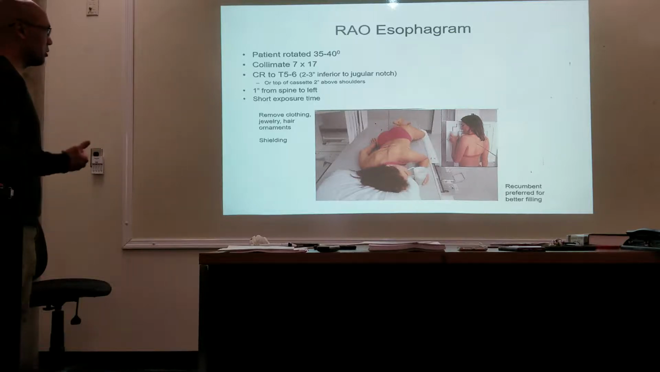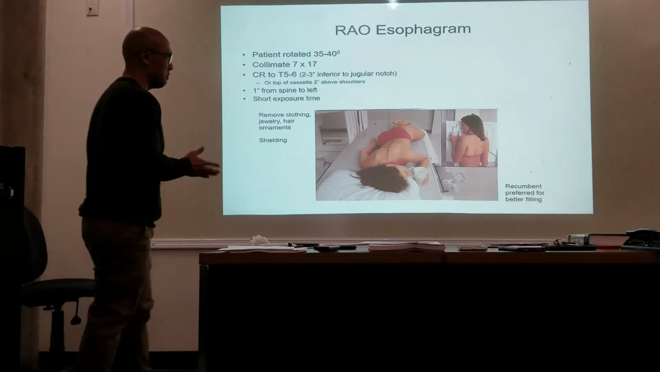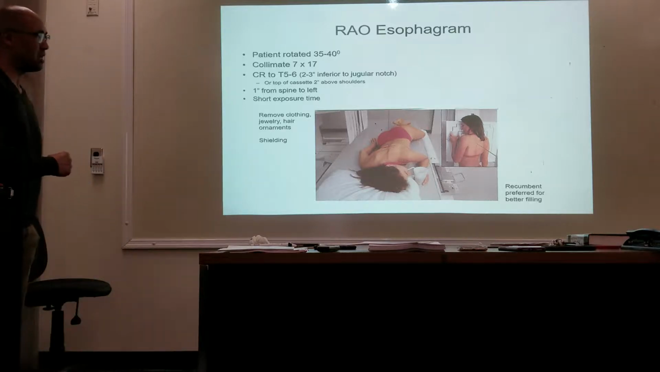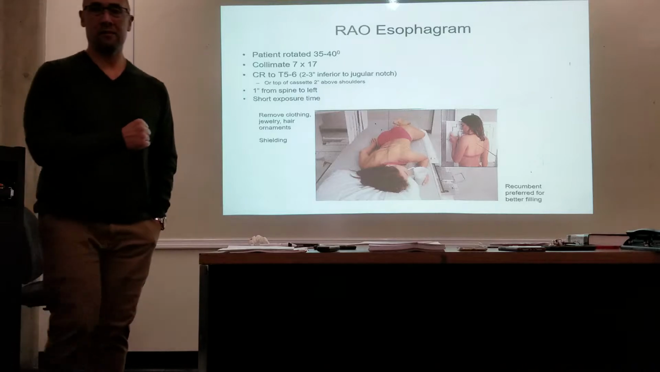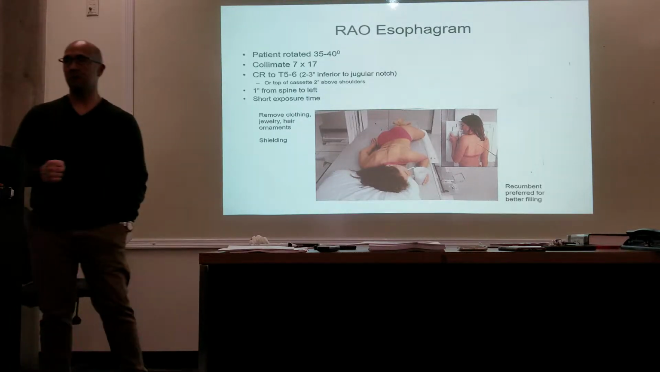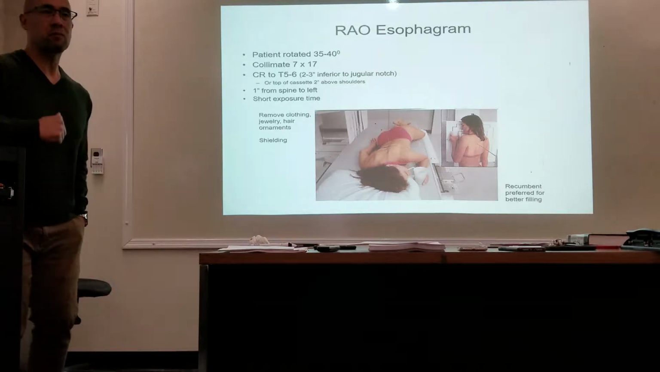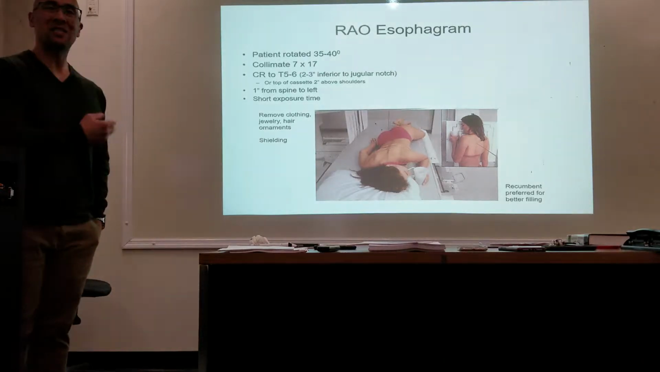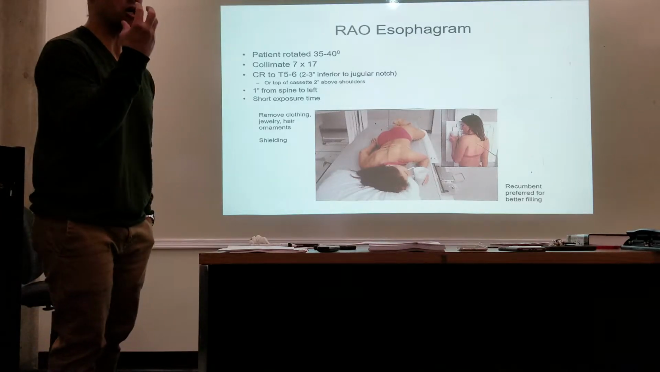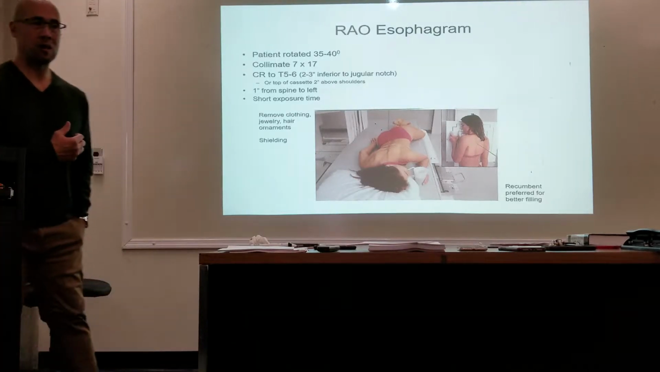Now, because the patient is rotated, you're not going to center mid-sagittally. You're going to center 1 inch from the spine on the upside, so towards the left side. So 1 inch from the spine to the left. We want short exposure times. Remember, the patient's going to be drinking, so we want a quick exposure time to snap a good image while they're swallowing.